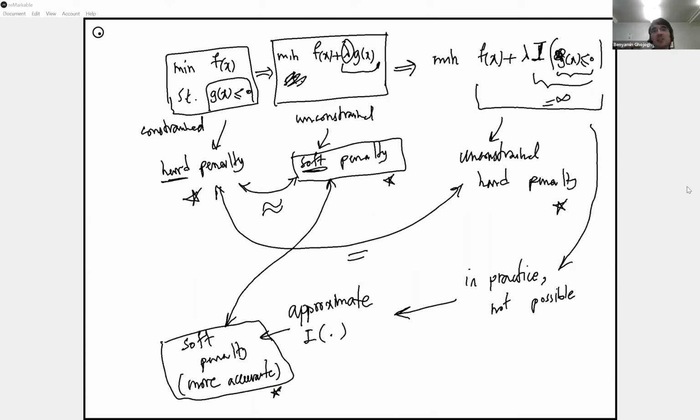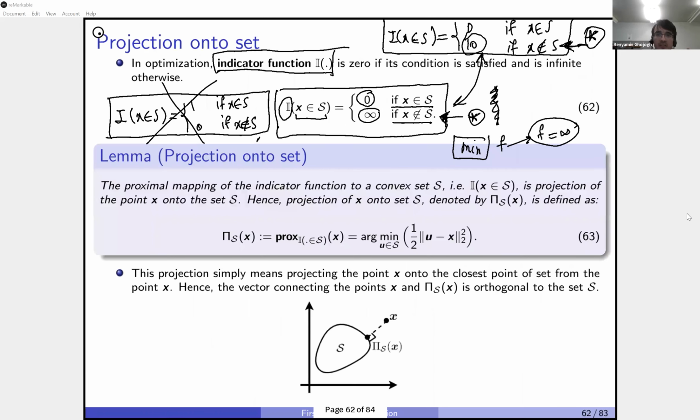Any questions? Did you understand the concept of relaxation, regularization, soft penalty, hard penalty? All of them were explained in this slide. Yes? Okay, great. Now let's go back. This was a parenthesis. Let's go back to this slide. So we were talking about the indicator function, which is an important thing.